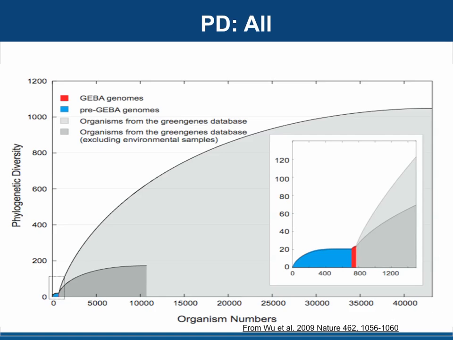However, if you look at the uncultured diversity, the ribosomal RNA sequences not associated with cultured organisms, and at the time we did this, this was just full-length 16S sequences in the GreenGenes database.